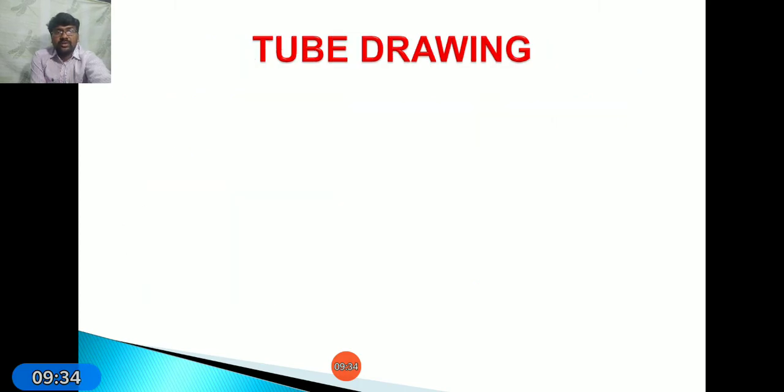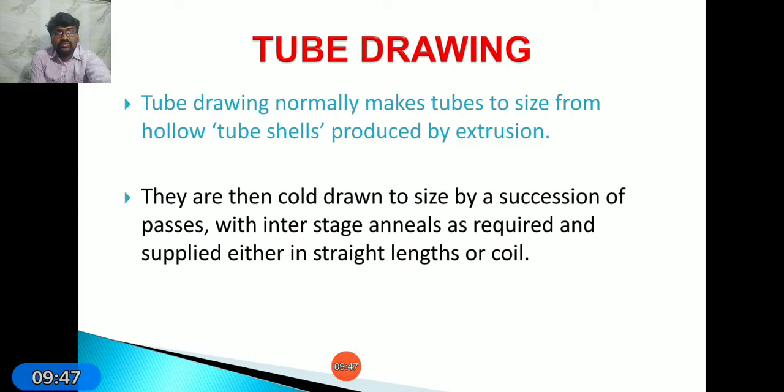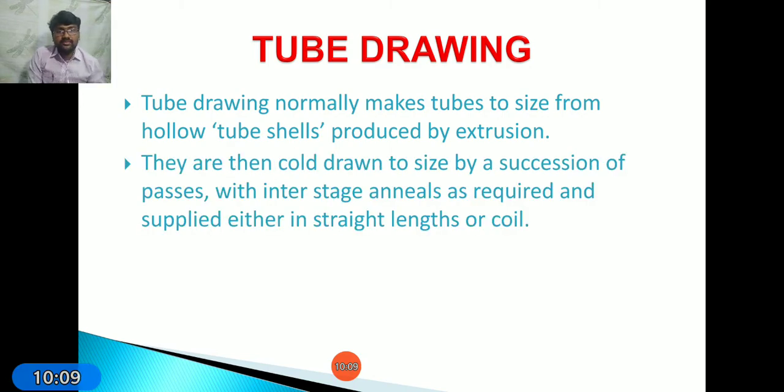Next, coming to the tube drawing process. Tube drawing normally makes tubes to size from hollow tube shells produced by the extrusion process. They are then cold drawn to size by successive passes of the process, with interstage anneals as required, and supplied either in straight lengths or coils. Like that we have to reduce the cross section of the tube by passing it through the dies.